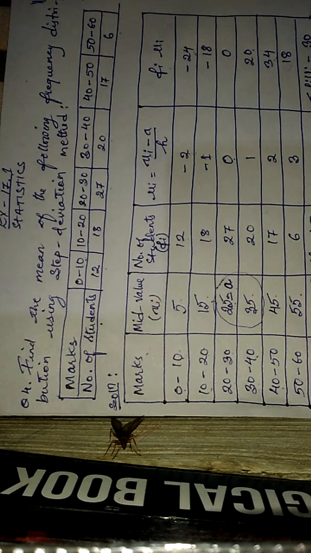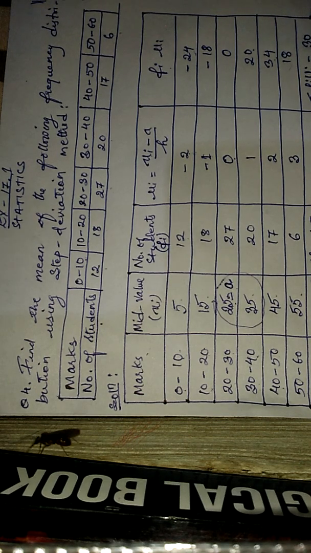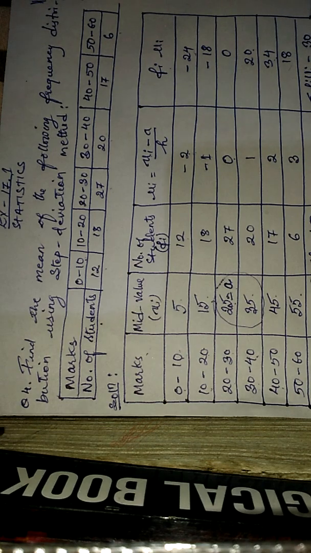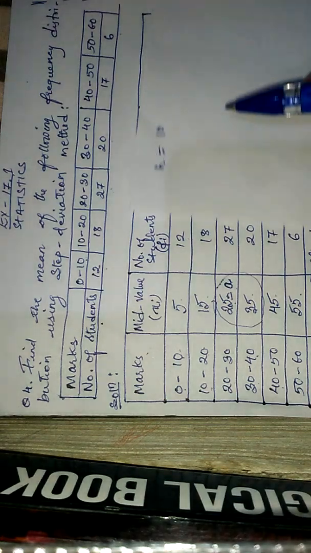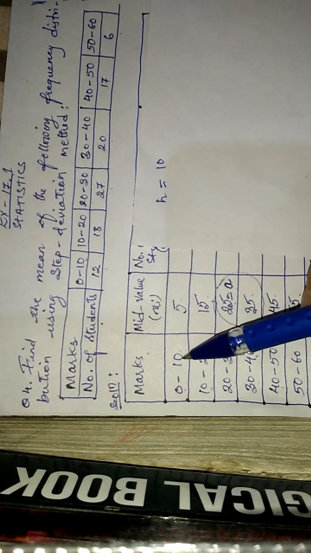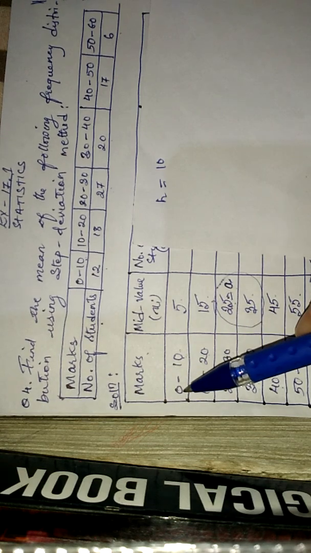Okay, now we have the sum of frequency and the sum of the product of Fi and Ui. Now using the formula, we are going to find the mean. Remember our h value is 10. Don't forget that. Remember how to take the h value: you have to subtract the lower limit from the upper limit. 10 minus 0 is 10, so our h is 10.